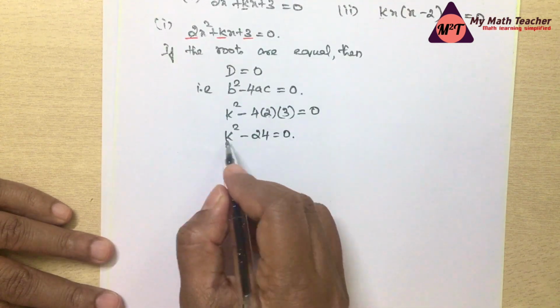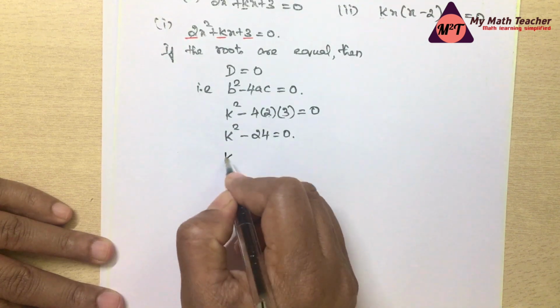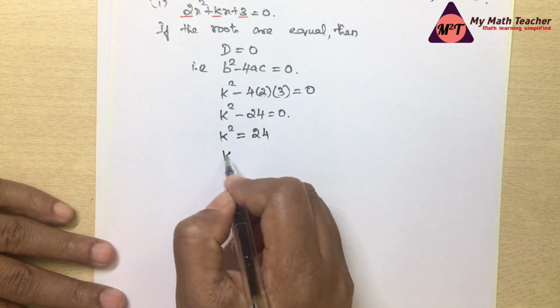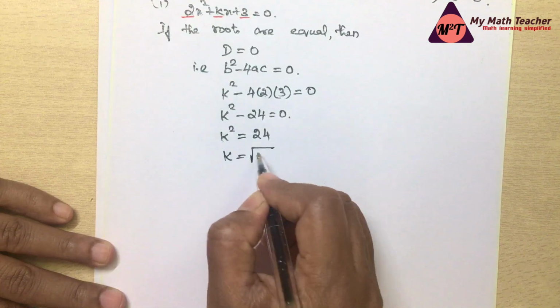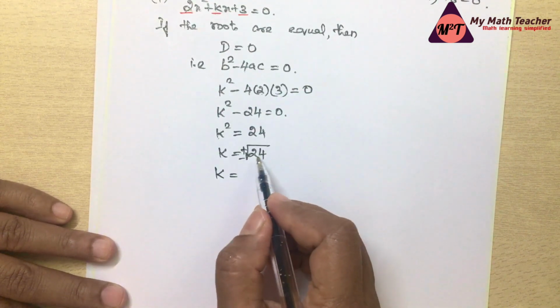Now we have to find the k value. Now transpose this to the other side. k square is equal to 24. Now k is equal to, taking square root, what will we get? k is equal to plus or minus root 24. Now we can simplify 24 as well.